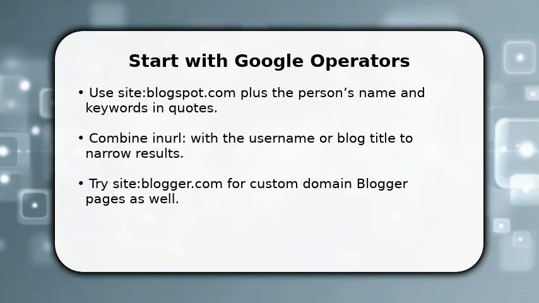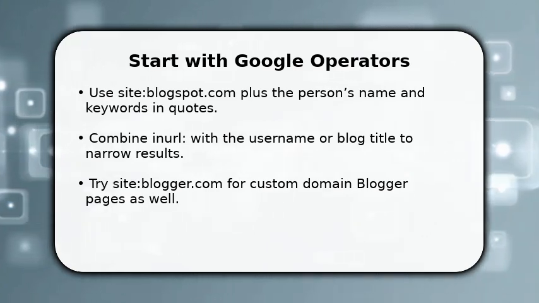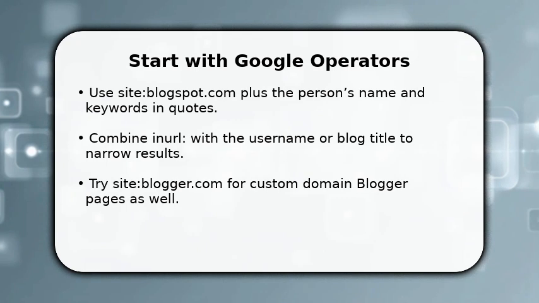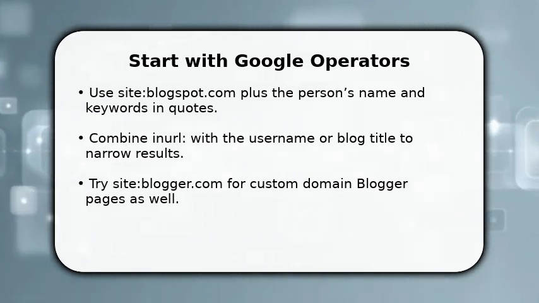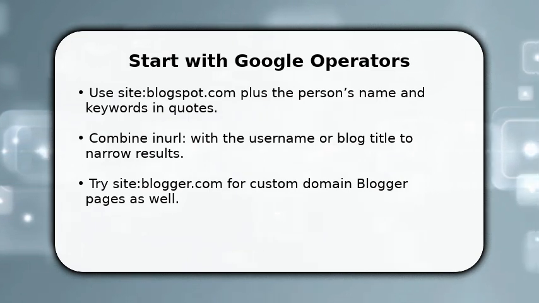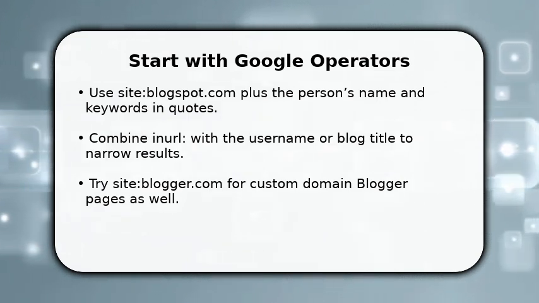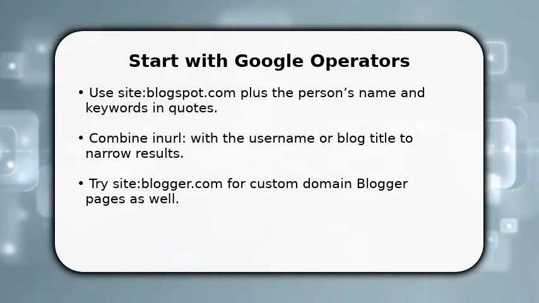Begin by searching with Google operators to find a Blogger blog quickly. Use site:blogspot.com plus the person's full name and a clear keyword. Put the name and keyword in quotes to require exact matches. Add inurl: followed by a username or unique blog word to narrow results.